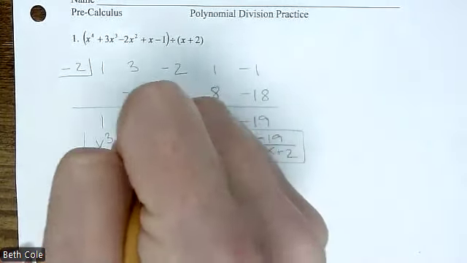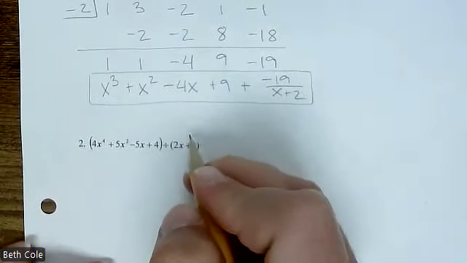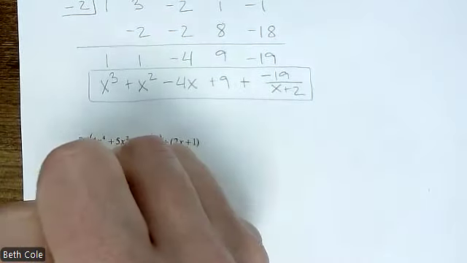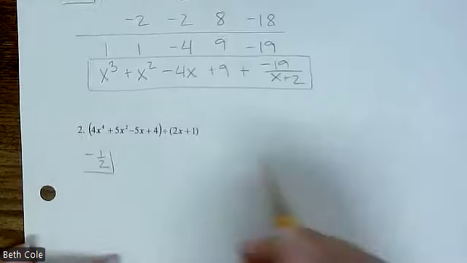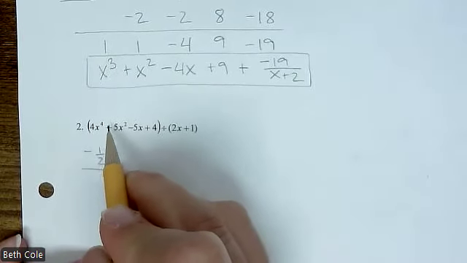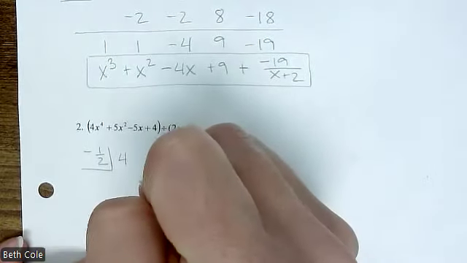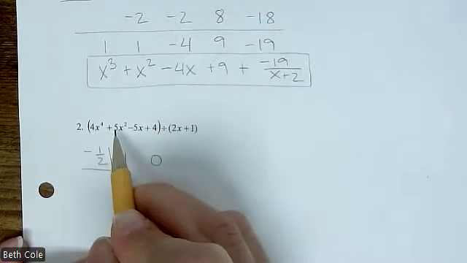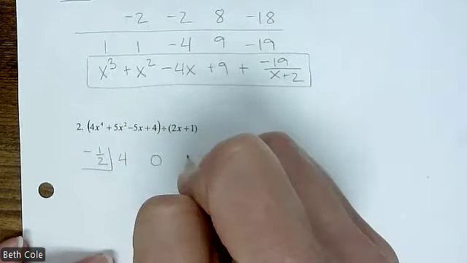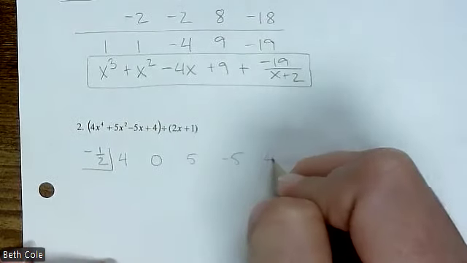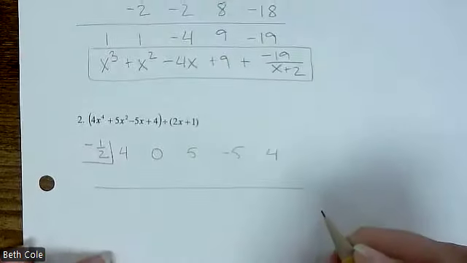So we're just going to try that again for the next one. So the number that would make this 0 would be -1/2. And then again, we're going to make sure our exponents are in descending order. I can see I'm missing an x to the 3rd. So I'll have 4 and then no x to the 3rds, and then 5, -5, 4. And we're going to do the same thing.